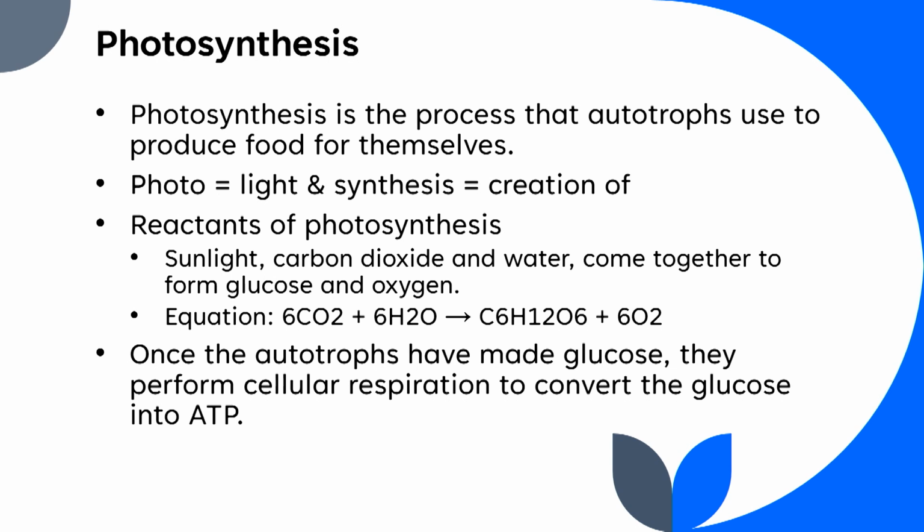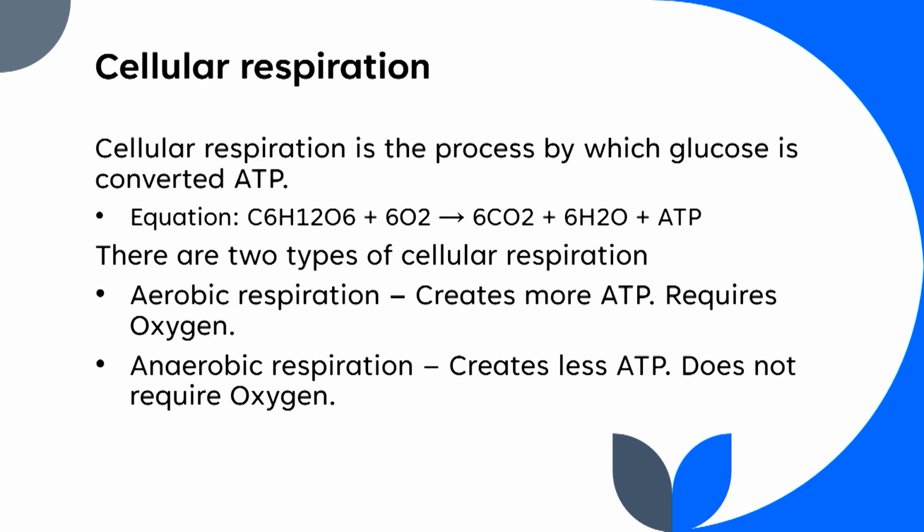Because remember, ATP is the form of energy that cells like. Okay, so photosynthesis makes the glucose, but then they still have to do cellular respiration afterwards. Okay, so let's talk about cellular respiration a little bit. Cellular respiration is the process by which glucose is converted into ATP. Remember, that's the form of energy that your cells really like.